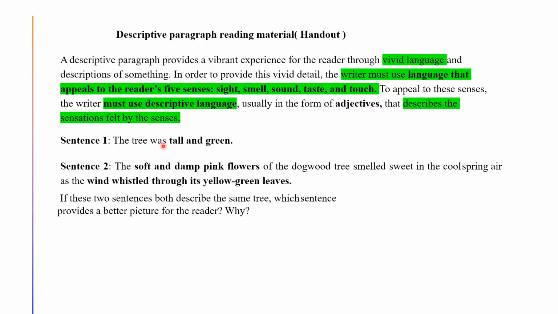Probably that the first one doesn't have good descriptors. It doesn't deal with the reader's 5 senses, whereas in the other one, they can feel the touch, maybe the soft, the pink flowers relate to the color, the smell, the cool spring air, everything is evoking some kind of a feeling. This is the main element of descriptive paragraph writing.